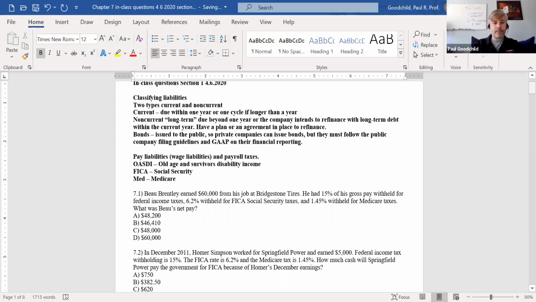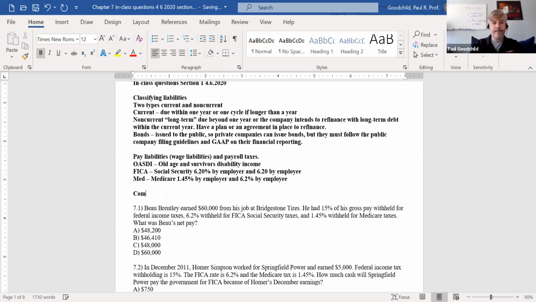Right now, the way that they're paid is Social Security is 6.20% by the employer and 6.20% by the employee. Medicare is 1.45% by the employer and 1.45% by the employee.